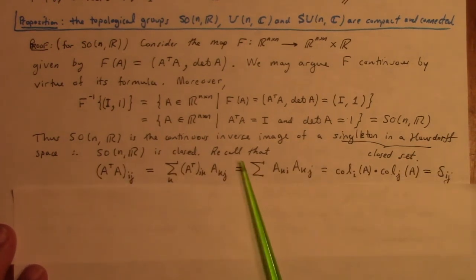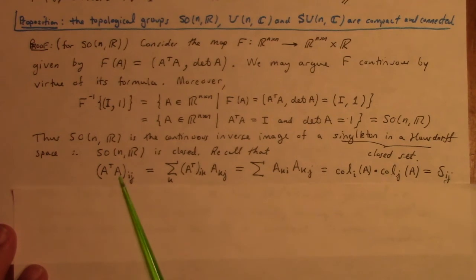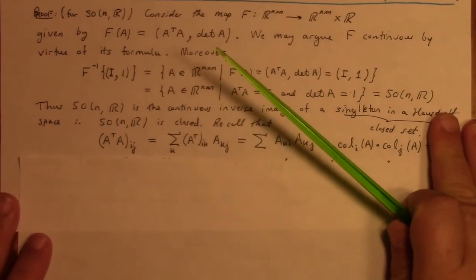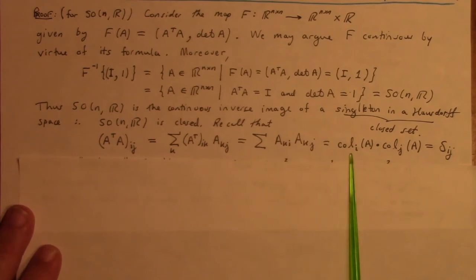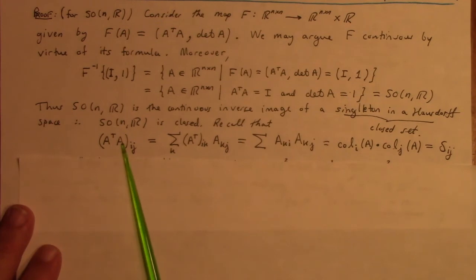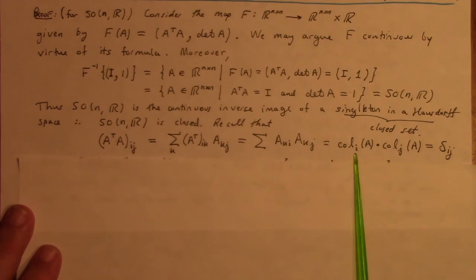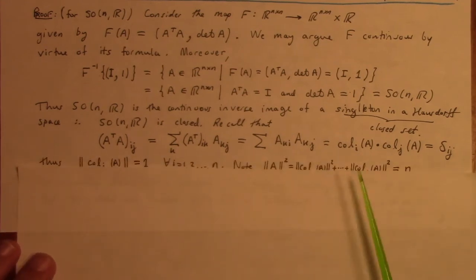Furthermore, I would remind you that A transpose A is equal to this formula, but that is the same as this, which is really the dot product of column I of A with column J of A. By assumption A transpose A is equal to the identity matrix, and the ijth component of the identity matrix is the Kronecker delta ij. This says that the dot product of column I with column J is equal to 1 if they're equal and 0 if they're not. That is to say that they're all perpendicular or orthogonal to one another, and that they all have length 1, because column I dot column I is 1, which is to say that the length of column I squared with respect to the Euclidean norm is 1.